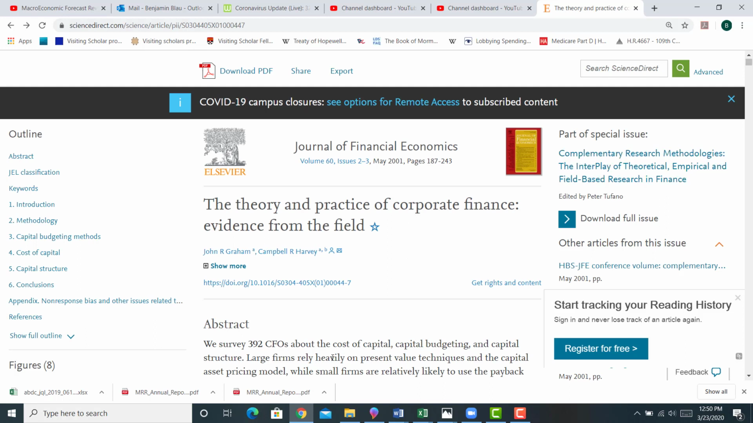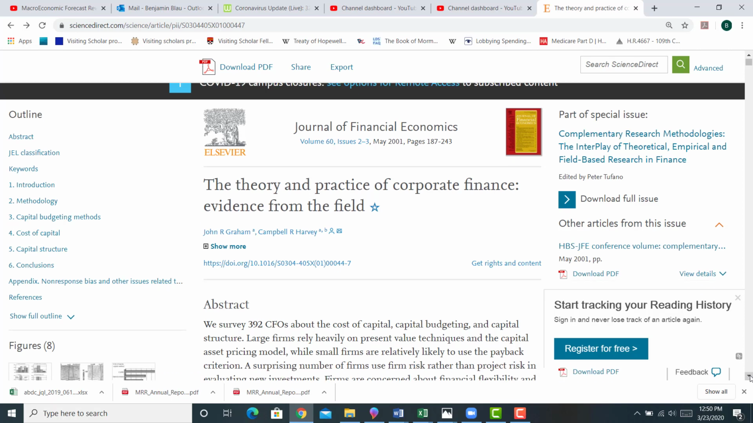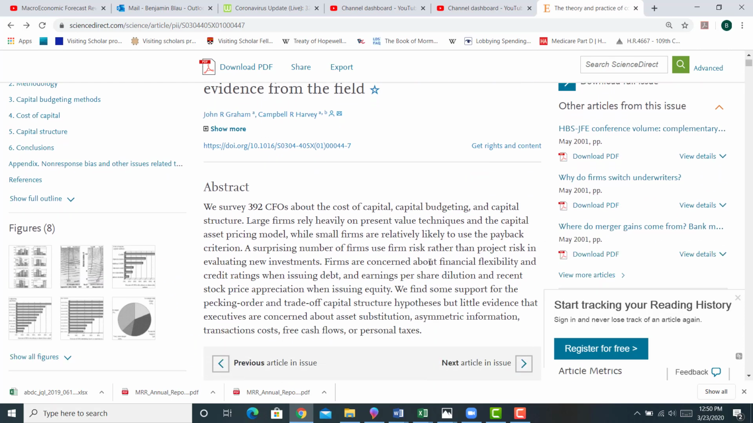Look at this. This is a survey from a couple of financial economists. John Graham and Cam Harvey were at Duke at the time. I think they might both still be there. They surveyed 392 CFOs about their cost of capital, capital budgeting, and capital structure. Basically, they asked the CFOs what method they use to estimate the return required by shareholders. In other words, what method do these CFOs use to begin to think about what investors are going to require from them in terms of a return?